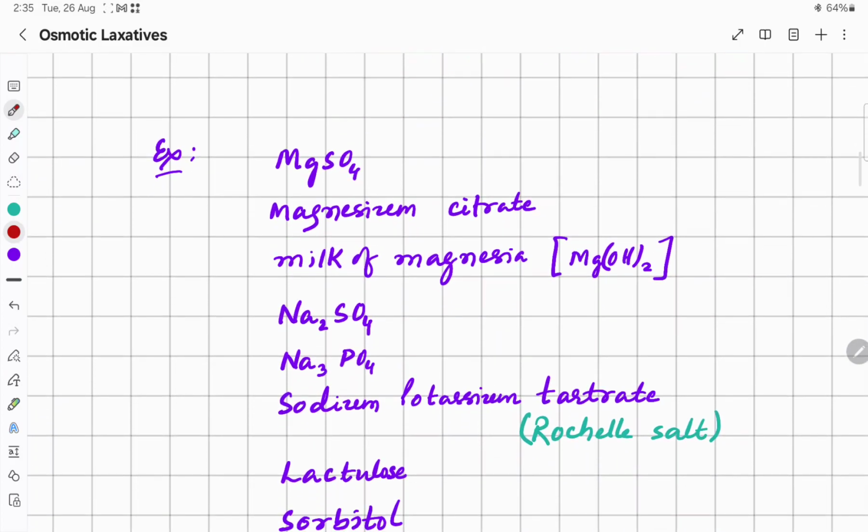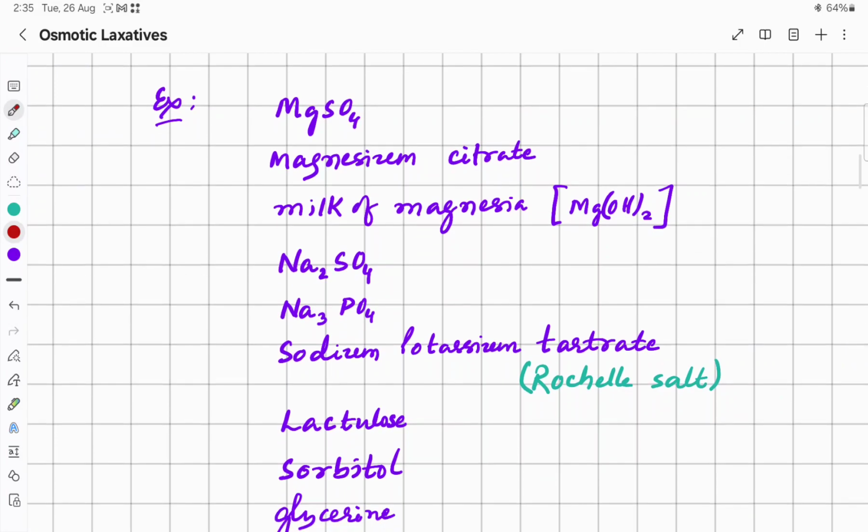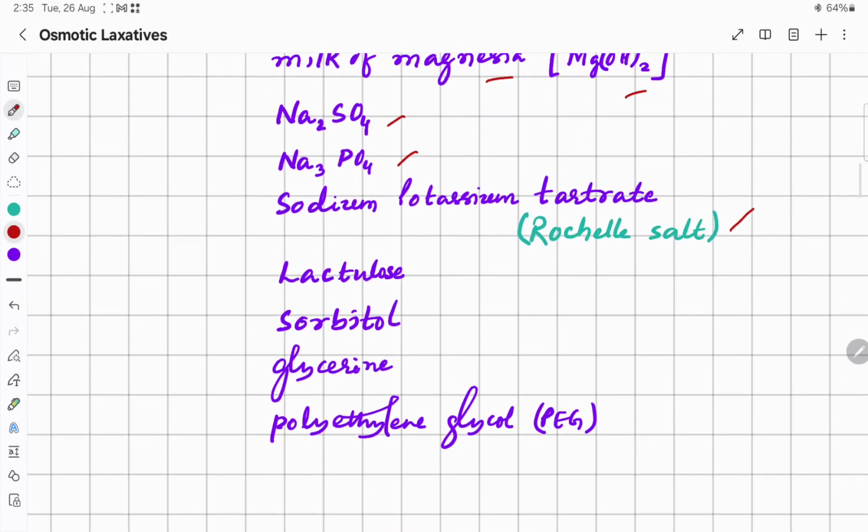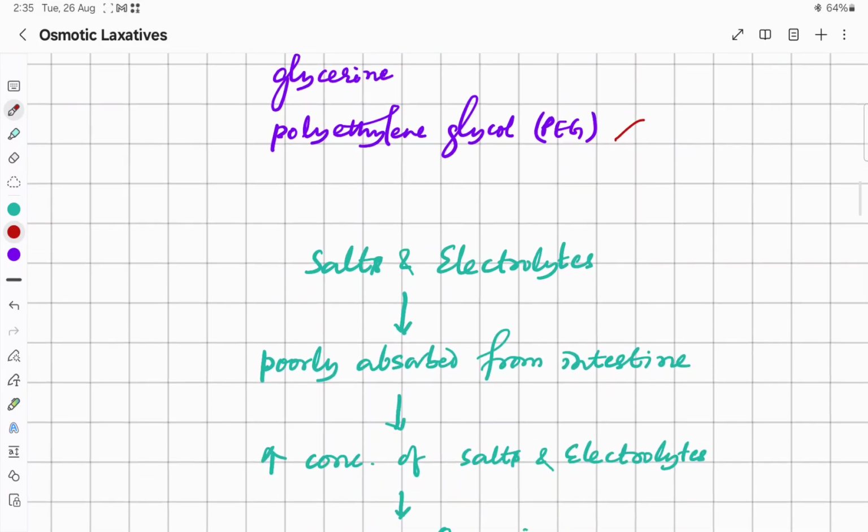And some of these drugs are magnesium salts like magnesium sulfate, magnesium citrate, magnesium hydroxide, most commonly milk of magnesia, it is known. Then sodium salts like sodium sulfate, sodium phosphate, sodium potassium tartrate or Rochelle salt. Then lactulose, sorbitol, glycerin, polyethylene glycol, all these are examples of osmotic laxatives.